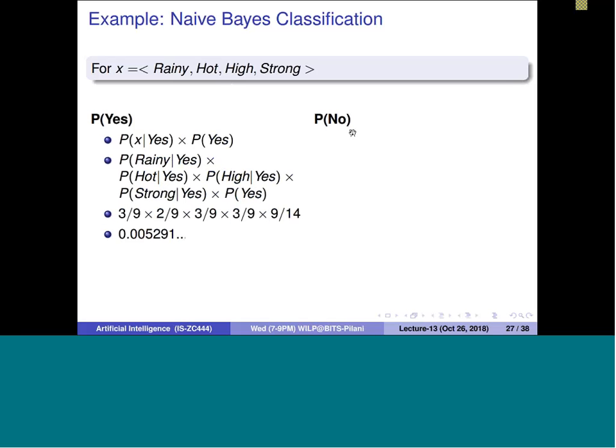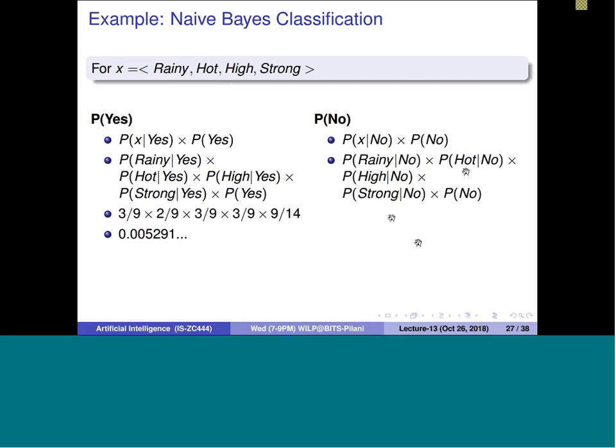What is the probability of no? Again, probability of x given no, and the probability of no. This is the formulation, and if you find out all these values, you see that it is 0.274. Now tell me, what is the classification for this item? Yes or no? No, because this has the higher probability.